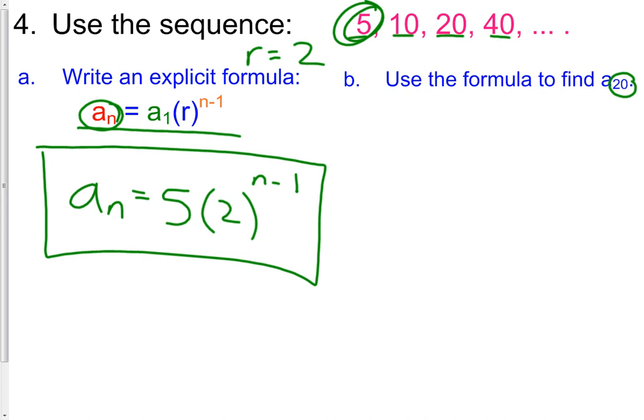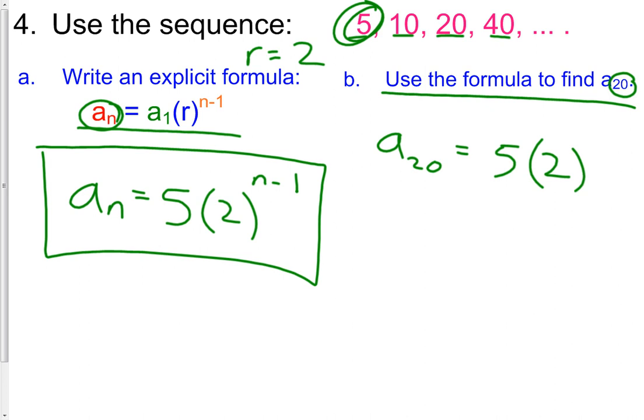So now for letter B, we're going to use this formula to find the value of the 20th term. What is a sub 20 when I multiply 5 by 2, 20 times? What value is that going to give us? Well, it's 5 times the common ratio of 2 raised to the 20 minus 1.